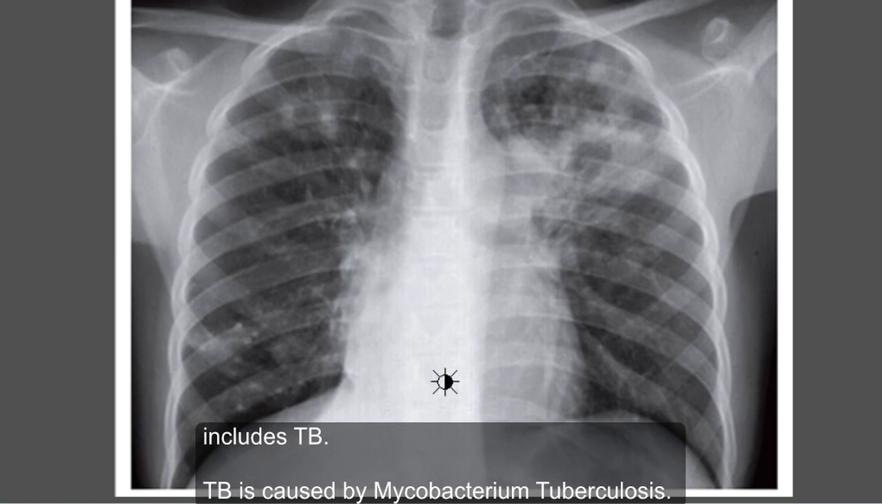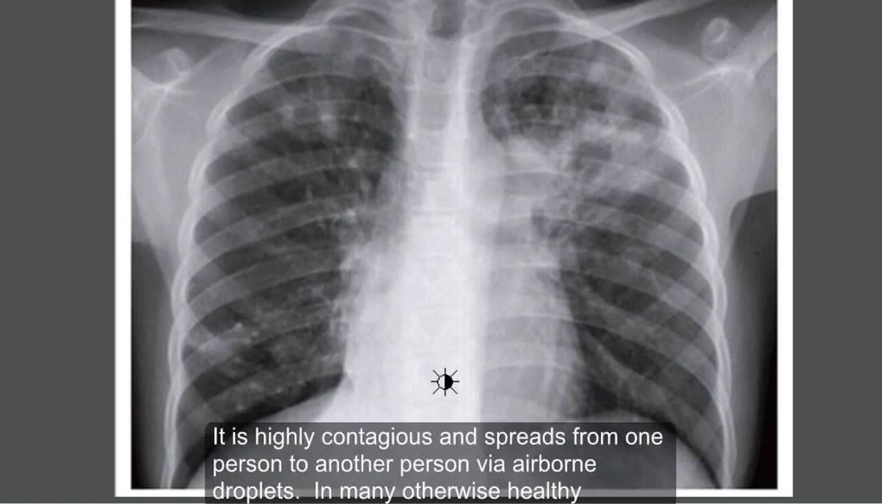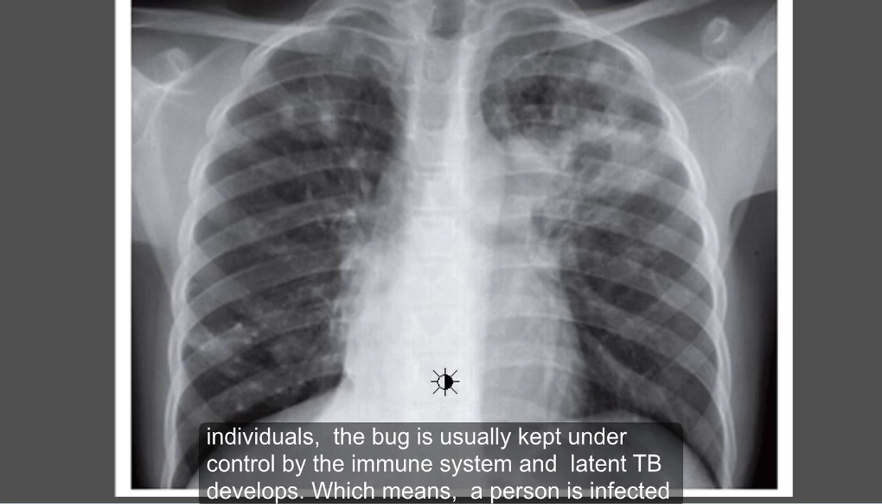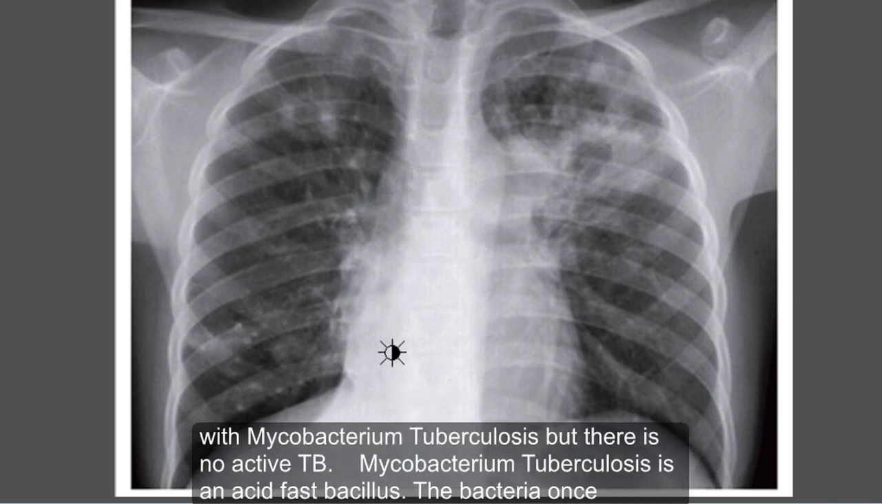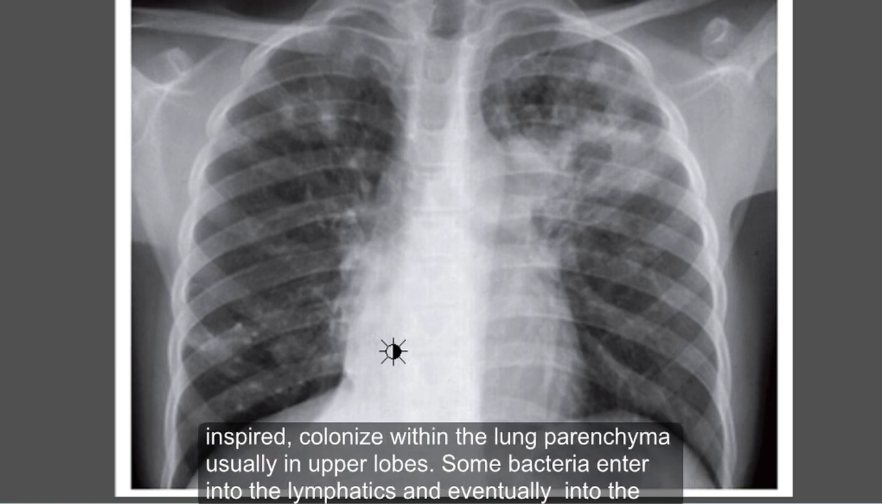TB is caused by Mycobacterium tuberculosis. It is highly contagious and it spreads from one person to another person via airborne droplets. In many otherwise healthy individuals, the bug is usually kept under control by the immune system and latent TB develops, which means a person is infected with Mycobacterium tuberculosis, but there is no active TB. Mycobacterium tuberculosis is an acid-fast bacillus. The bacteria, once inspired, colonize within the lung parenchyma, usually in upper lobes.